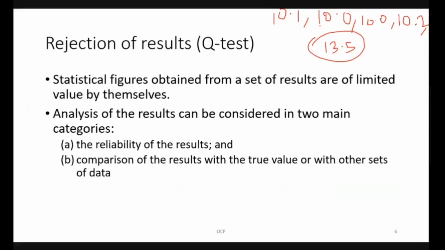If I want to simplify this, if you see numbers obtained from your experiment, you can look at them in two ways. Those results can be considered in two ways. One, you will compare your value with the true value. But what if the true value is not known? So you will compare your value with other sets of data.